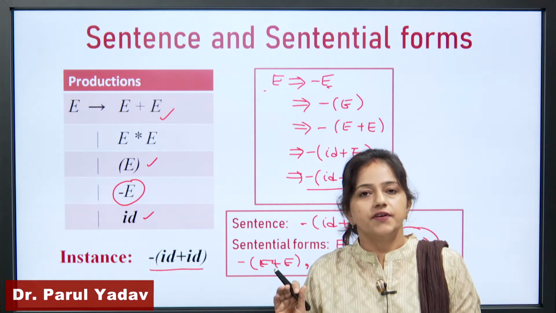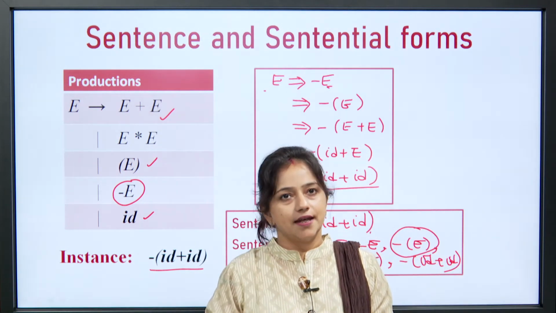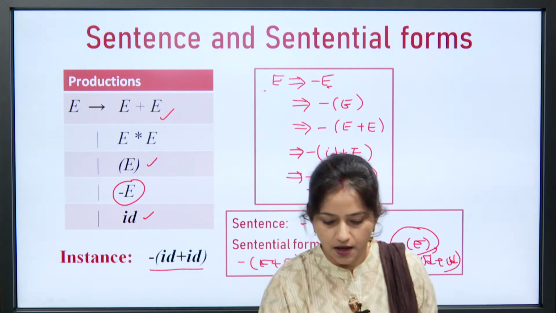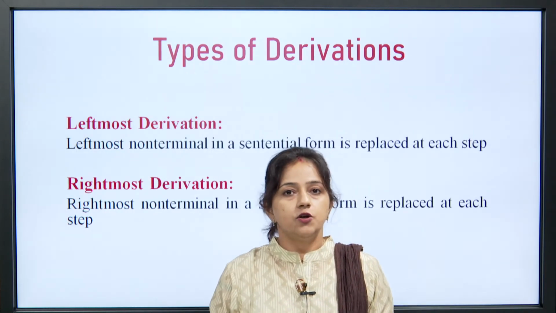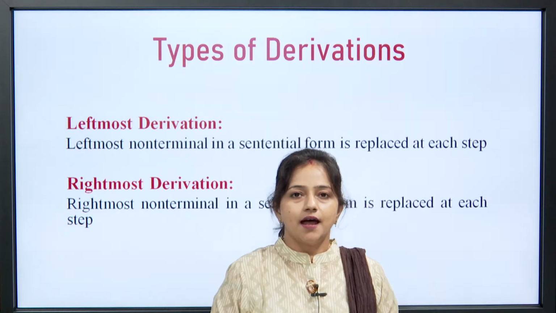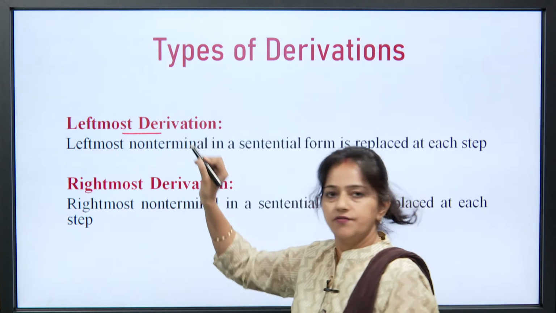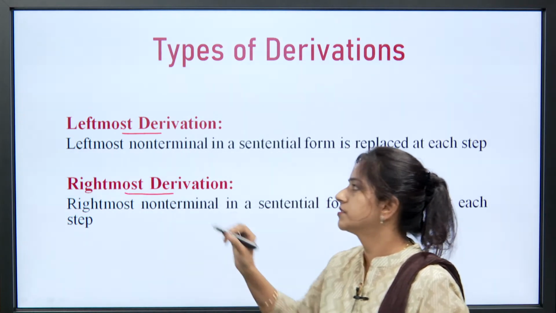So, up to here we discussed how to obtain a derivation, then how to obtain the sentence and sentential forms. Now, next we will look into what the types of derivations are. There are two types of derivation. First is leftmost derivation and second is rightmost derivation.